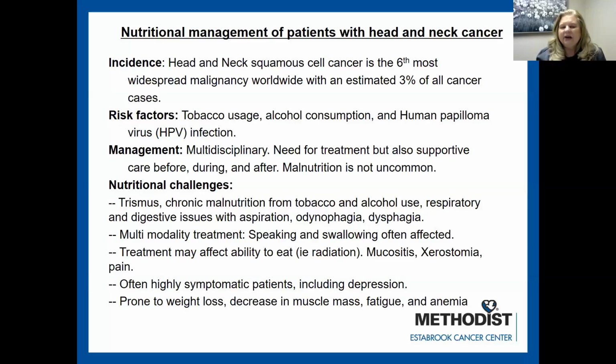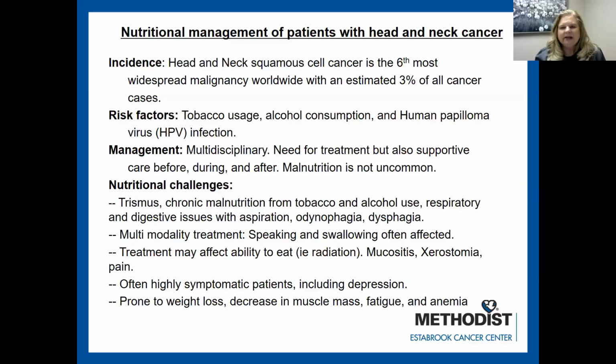Unintentional weight loss is very common when people are diagnosed with advanced cancers. And so we have tried to figure out, how do we get ahead of that? Head and neck cancer patients often have trouble opening their jaw. That's called trismus. They may have respiratory issues. They may have digestive issues. Again, aspiration, sores in their mouth, sores in their throat, trouble eating. Food gets stuck when they eat. All of those things are very common with head and neck patients.